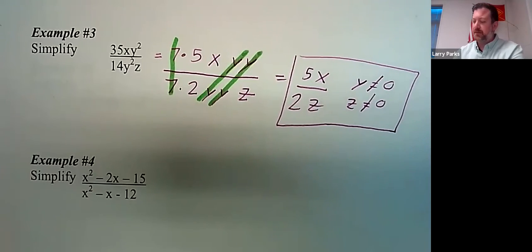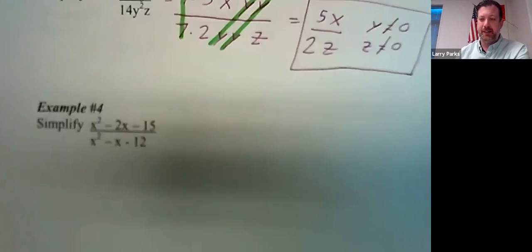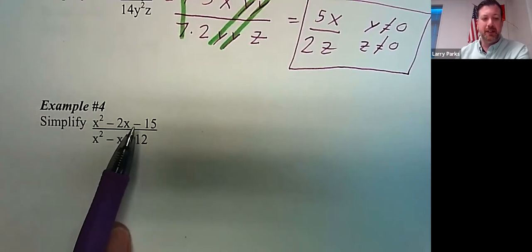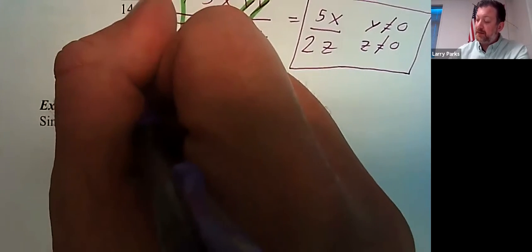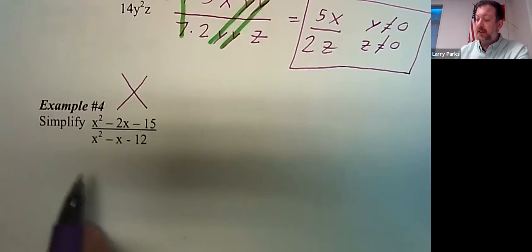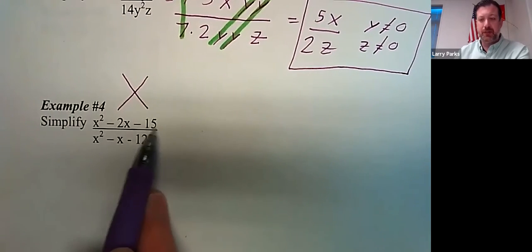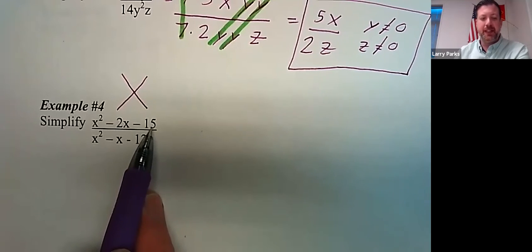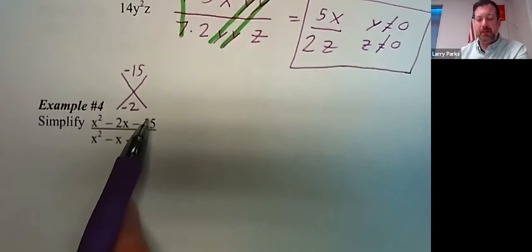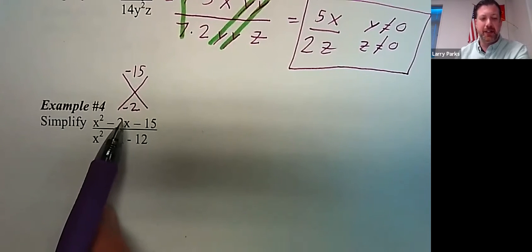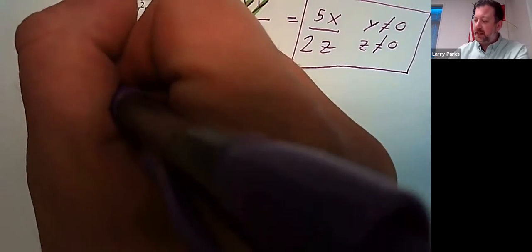So what do you do? Well, you factor. So the first one, this is 1, 2, 3 terms. I need to find two numbers that multiply to negative 15, but add to negative 2. What multiplies to negative 15 and adds to negative 2 is negative 5 and 3.